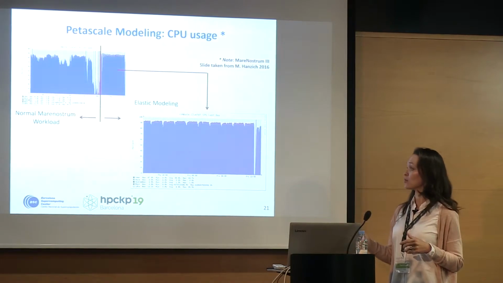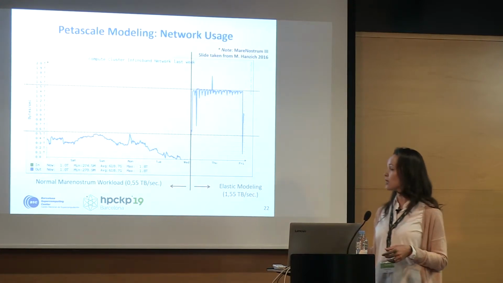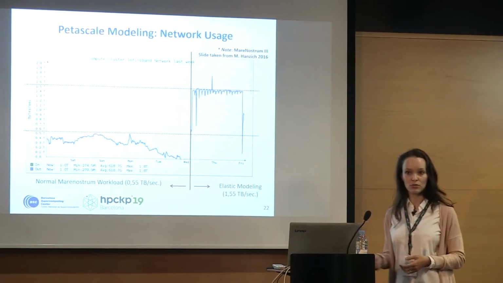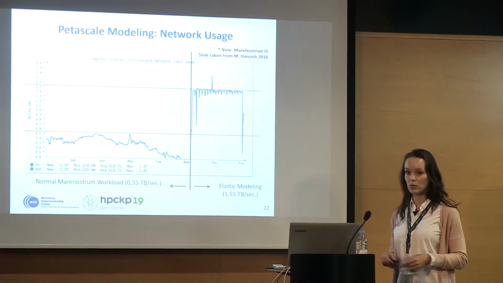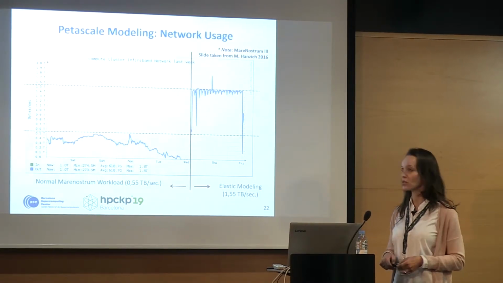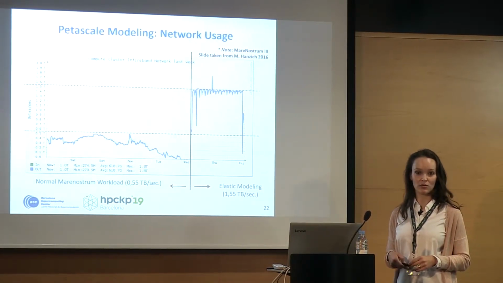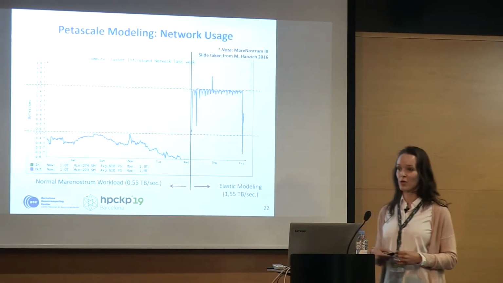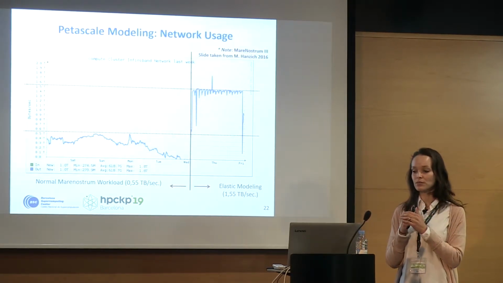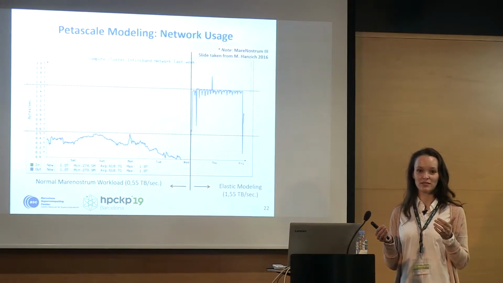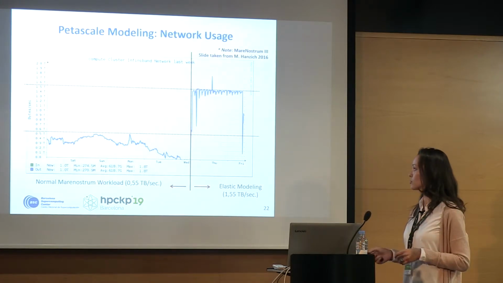We were using, of course, elastic modeling. In terms of memory and network usage, to the left is the regular use of the machine, and this is the network usage when the elastic modeling simulation was running, and we were getting 1.55 terabytes per second of movement in the network. So everybody was communicating with everybody, and everything was moving. Numerical simulations like ours are stencil-based, so you're always communicating over your network. Communication is a really huge part of our code.